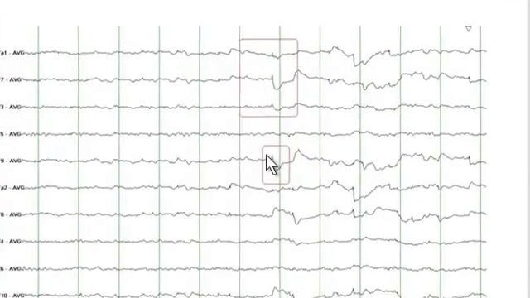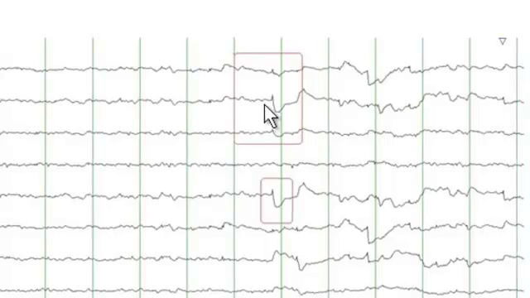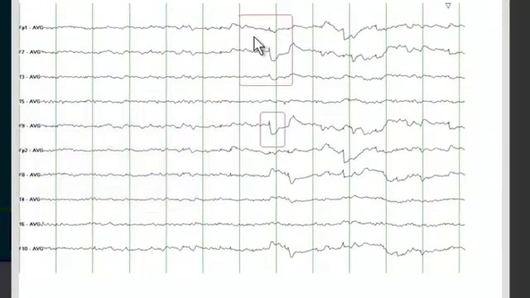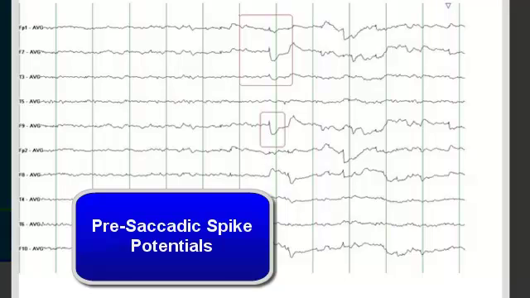What you see here, these are lateral rectus spikes. Right before a saccade, right before an eye movement, you can see this teeny tiny sharp wave that precedes that. These are called lateral rectus spikes if these are seen at F7 and F8. These are called just rectus muscle spikes if you see them in FP1 and FP2. Another term for these lateral rectus spikes is presaccadic spike potential.